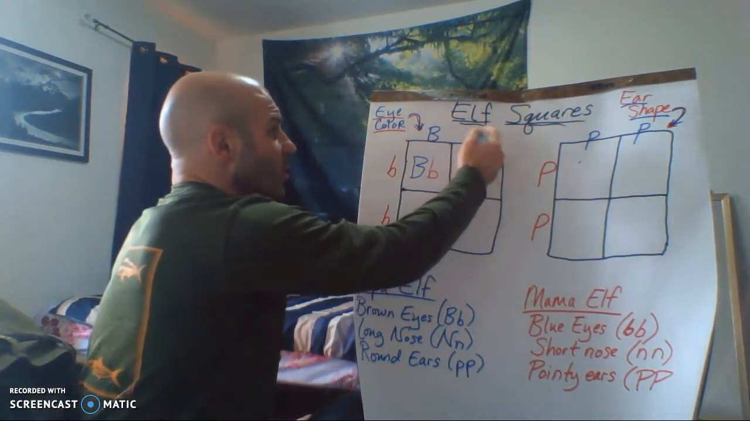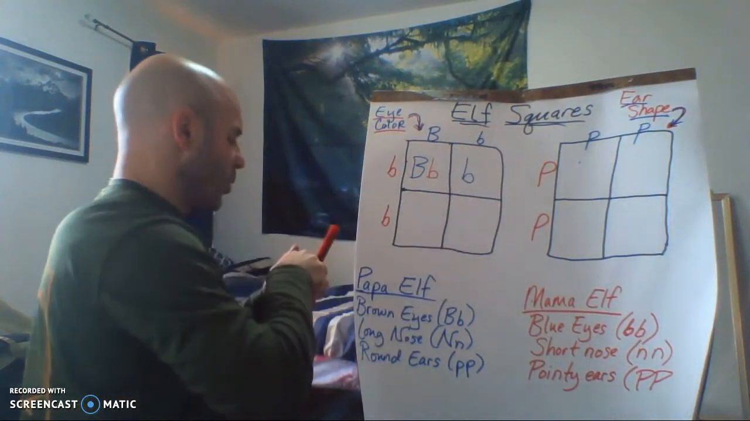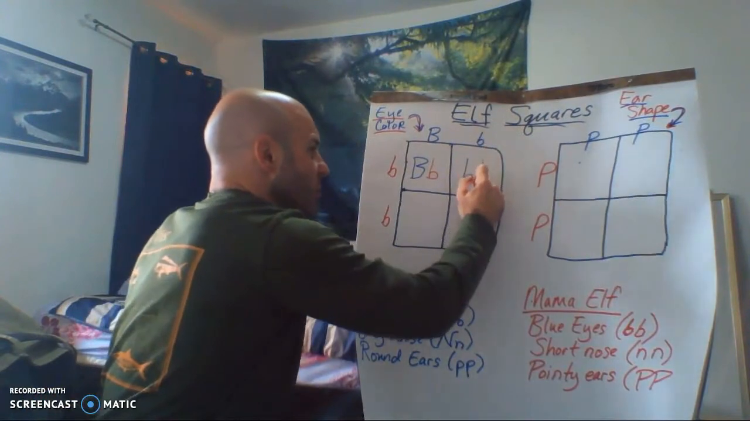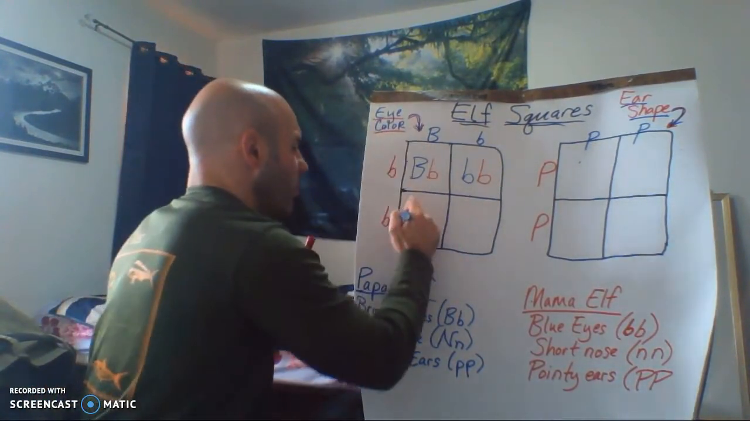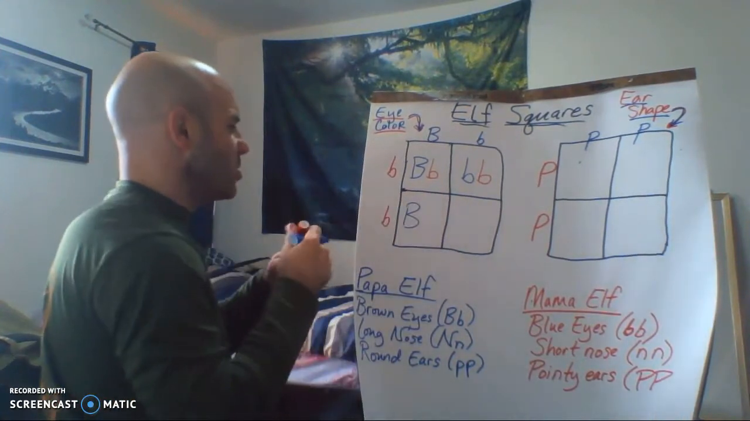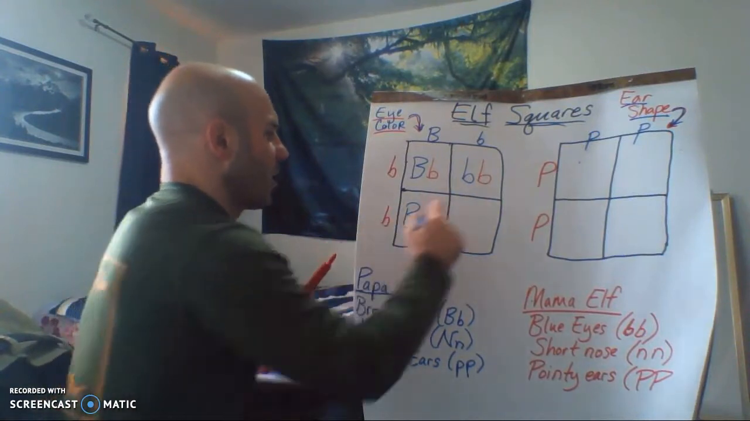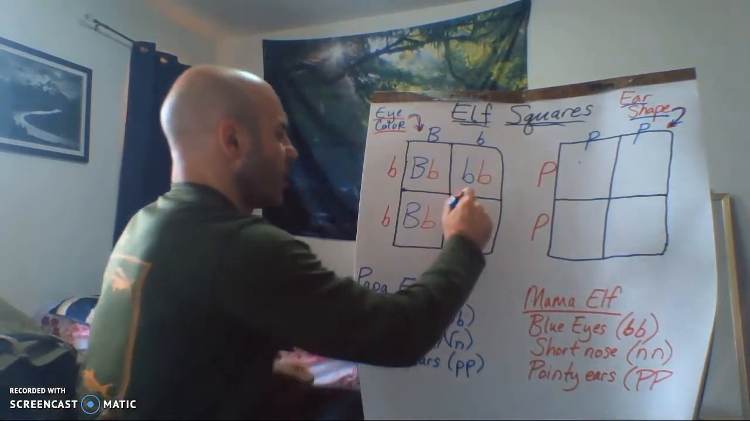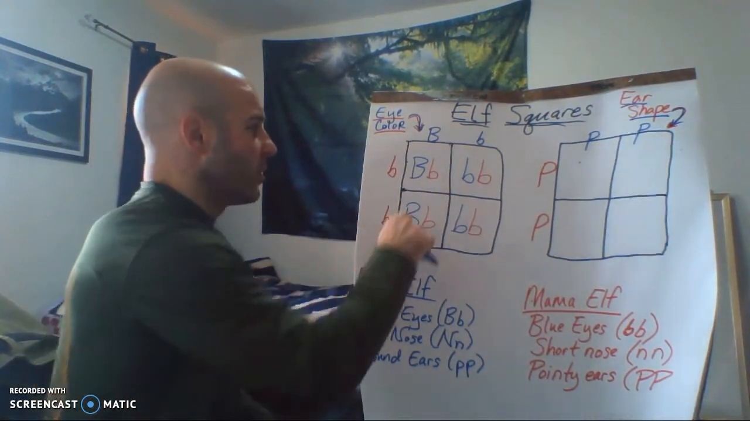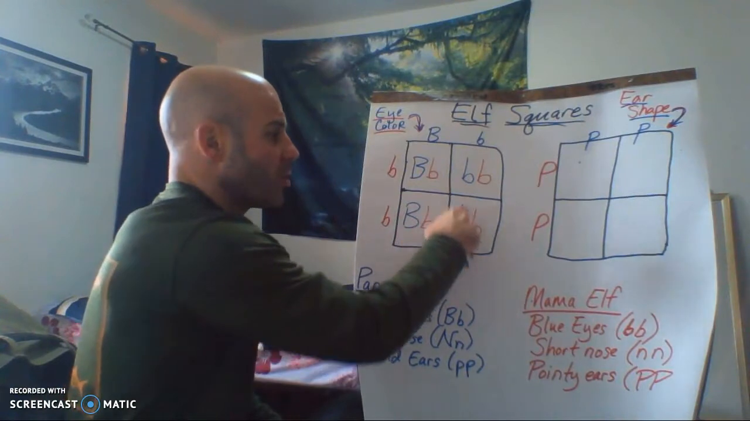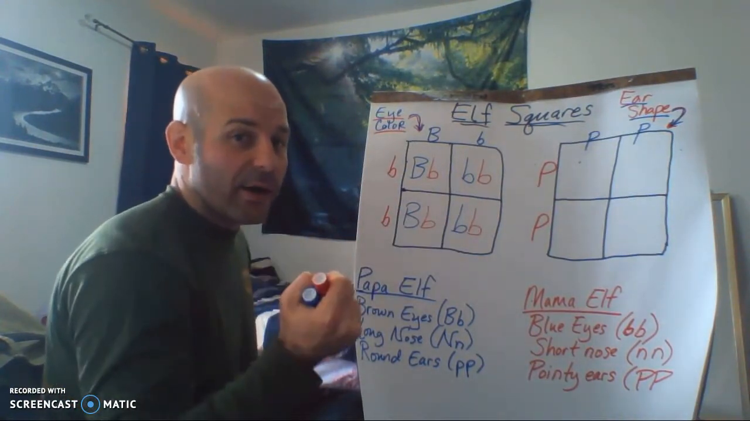On this one, Papa Elf has a recessive lowercase b, and then we bring over Mom's lowercase recessive b. Same over here, we have Papa Elf's capital dominant trait, Mama Elf's lowercase recessive trait. And finally, over here. So if you did that one correctly last week, you found that what percentage of the offspring will have brown eyes?